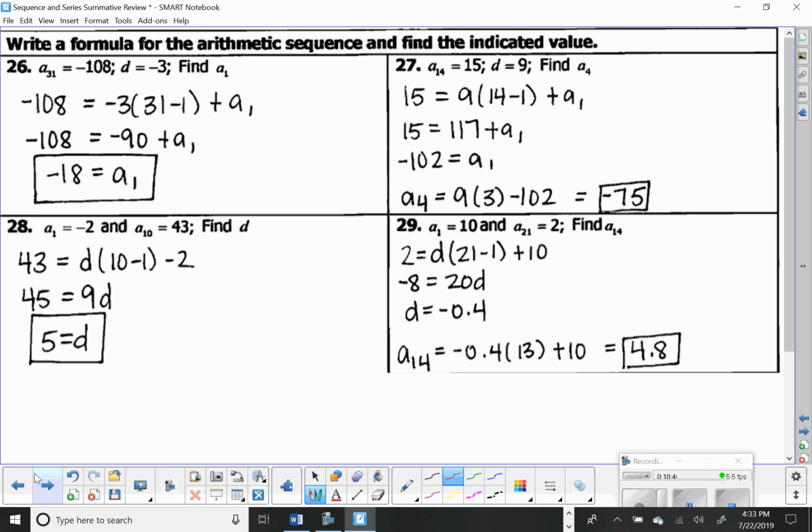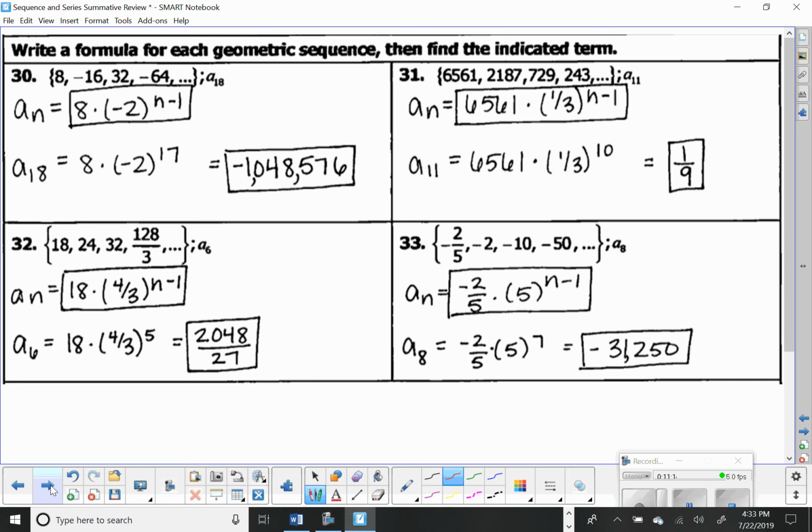Write a formula for the arithmetic sequence and find the indicated value. Okay, first off, this is telling you it's arithmetic. Now, in some cases, you've got to do a little bit of exploring, like in number 29. They give you a sub 1 and a sub 21. You have to use all of that to find d. Once you have d, then you can go back and find a sub 14. So sometimes there's multiple steps. It's a little bit of problem solving, a little bit of thinking.